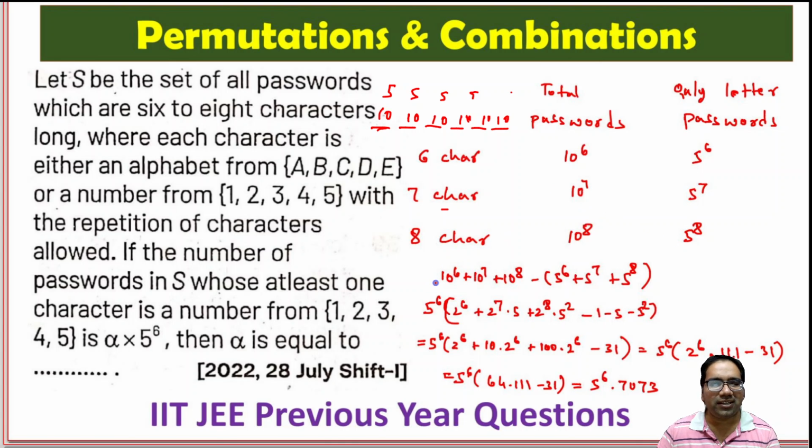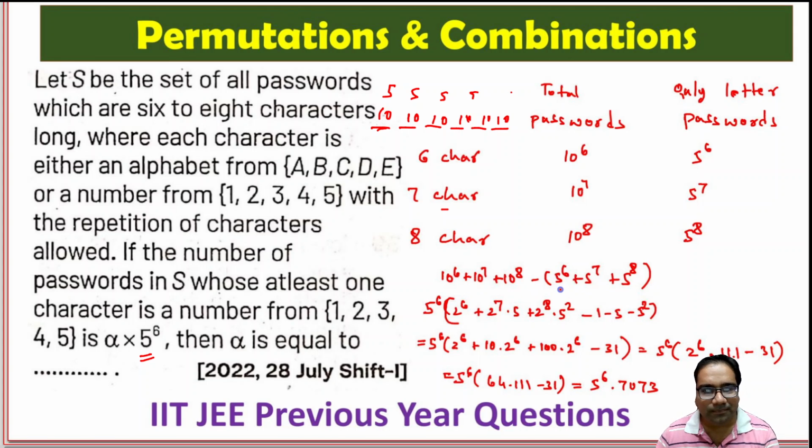And what is 10 power 6? We can write it as 2 power 6 into 5 power 6, since 10 is 2 into 5. Similarly, 2 power 7 into 5 power 7, and 2 power 8 into 5 power 8. Now let's take 5 power 6 common, because in the answer it is given as something into 5 power 6. Here we'll be left with 2 power 6, here with 2 power 7 into 5, and here with 2 power 8 into 5 square, since 8 minus 6 leaves 5 square. Then minus 5 power 6, because we are taking 5 power 6 common, so minus 1, minus 5, and minus 5 square.